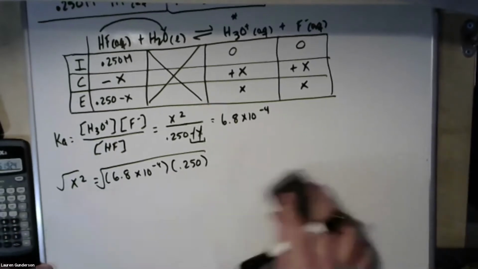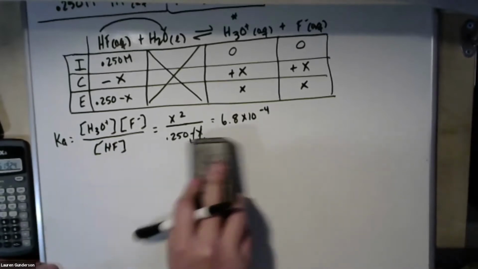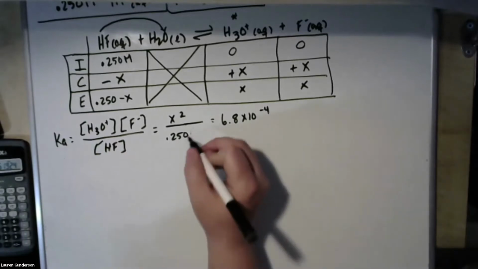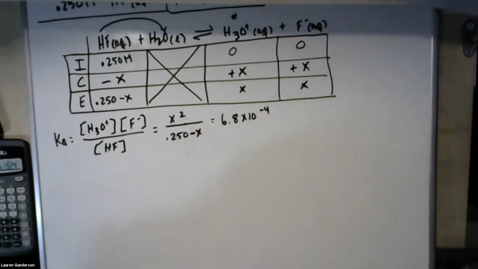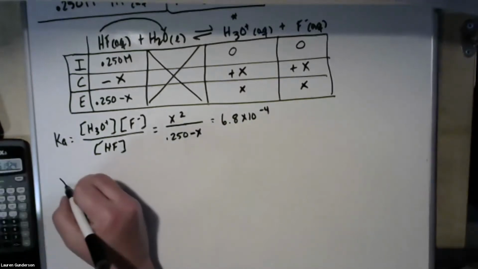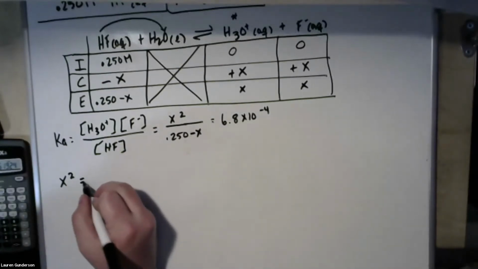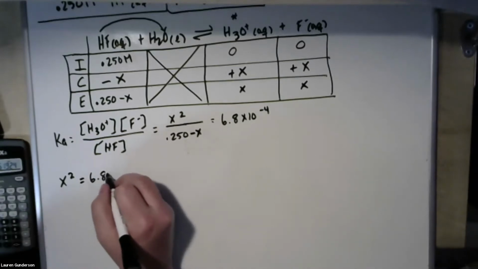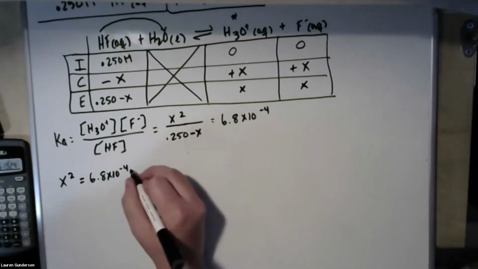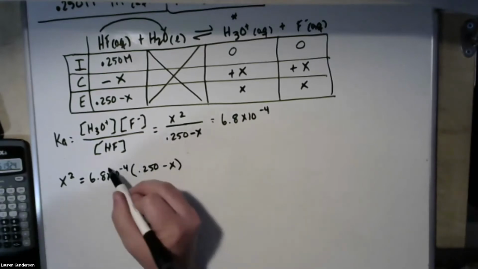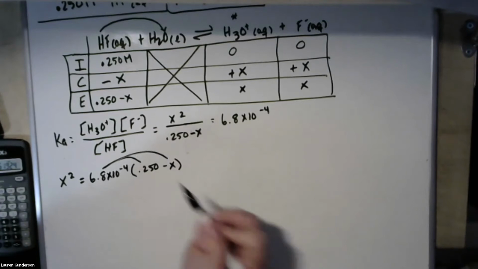Okay. So we're going to erase this. Put that back in. Okay, and now we're going to have to go through solving for our quadratic. So I'm going to rewrite this as, I'm going to multiply both sides by the whole denominator here. So X squared is going to be 6.8 times 10 to the negative 4 times 0.250 minus X. And I'm going to distribute in there.